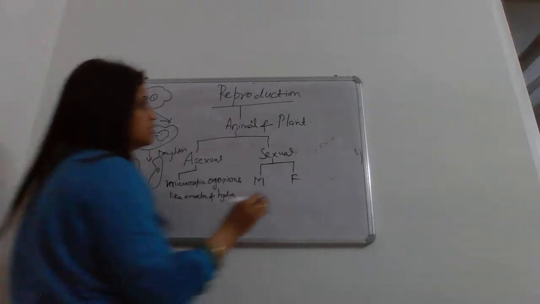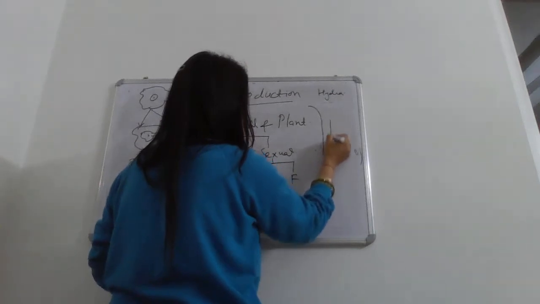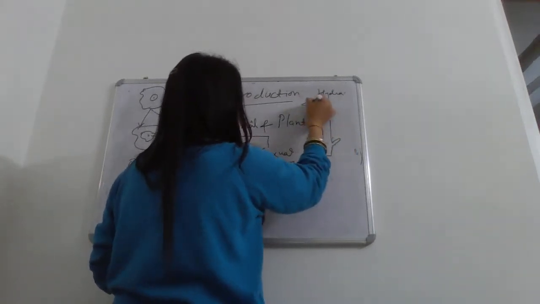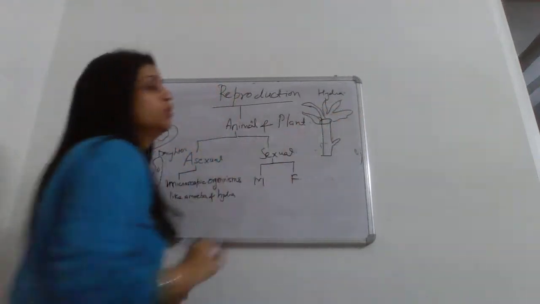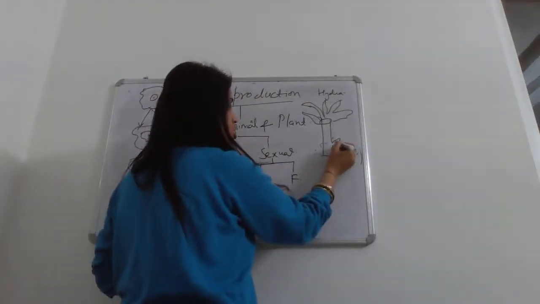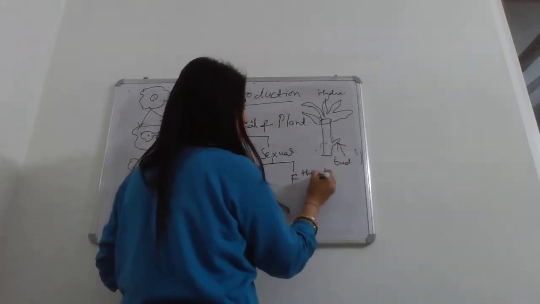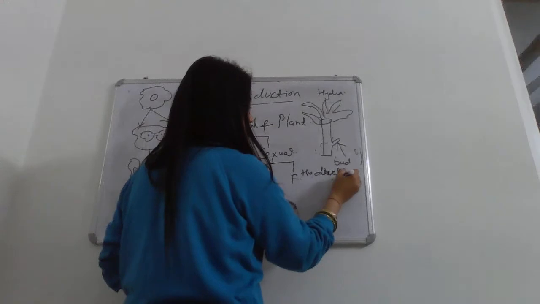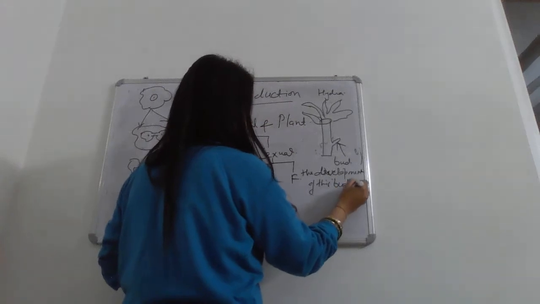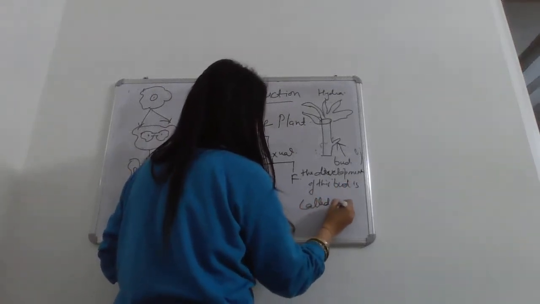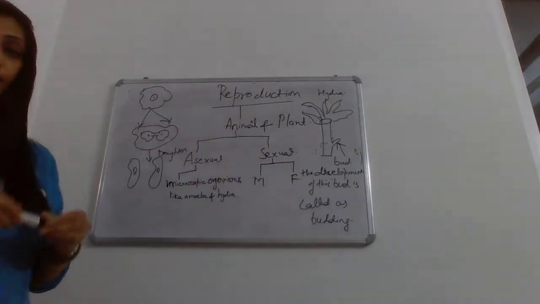And in hydra, this is your hydra. In hydra, small buds come out of their body, and that bud then completely develops into a new organism. The development of this bud is called budding. Okay? It is called budding.